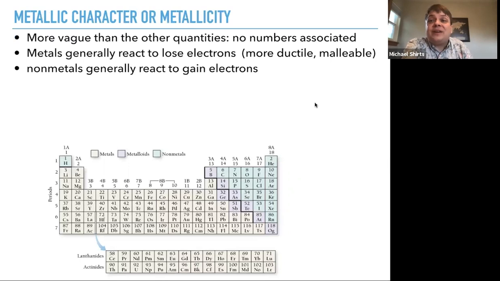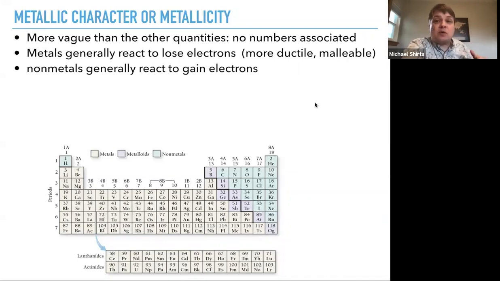You know, silver, copper, iron. You don't see anions at all. You see positive numbers, and non-metals generally react to gain electrons. So we generally see that on the left-hand side of the periodic table, things are more metallic, and on the right-hand side, they're less metallic.